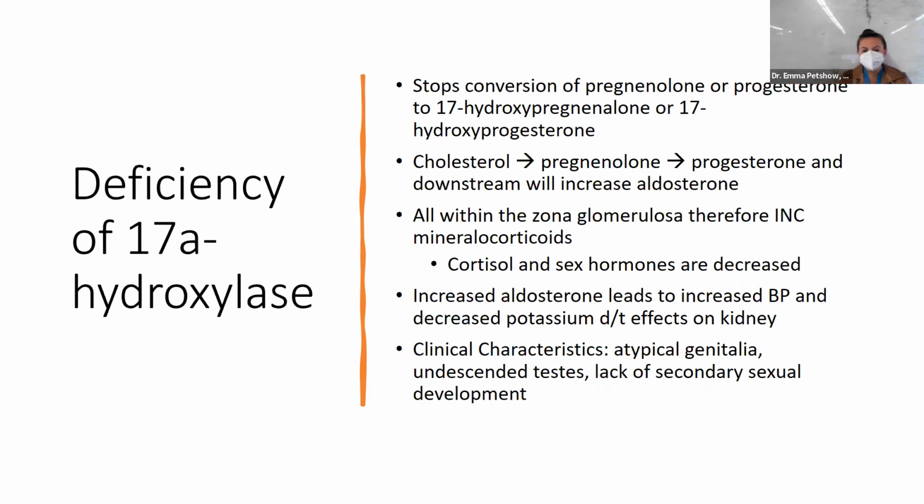Some clinical characteristics that you can see then are atypical genitalia or undescended testes, lack of secondary sexual development, because you're not forming those actual sex hormones. You could also see symptoms of adrenal insufficiency because you're not able to form cortisol. So that's your first deficiency.